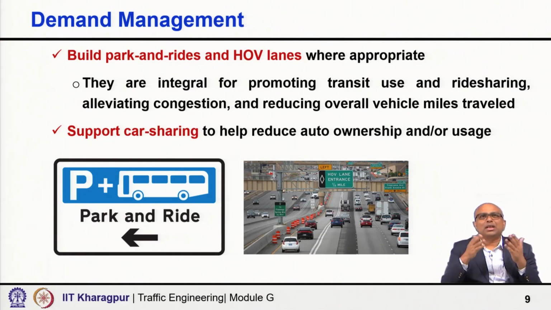So, remember that park and ride or HOV lanes are an integral part of promoting transit use and ride sharing, also for alleviating congestion and reducing the overall vehicle miles or vehicle kilometers traveled.